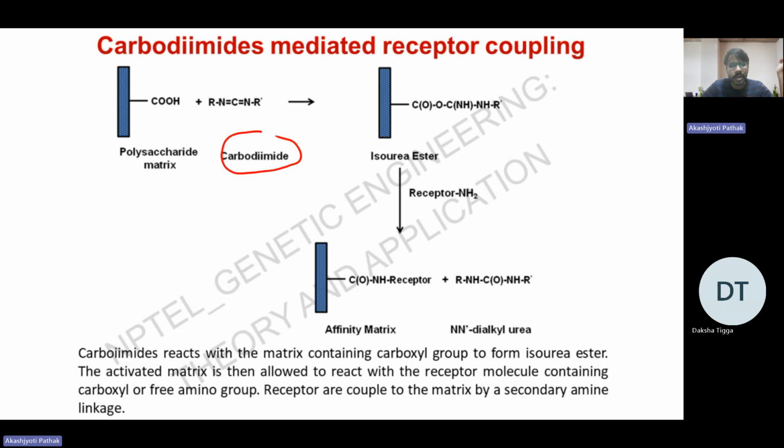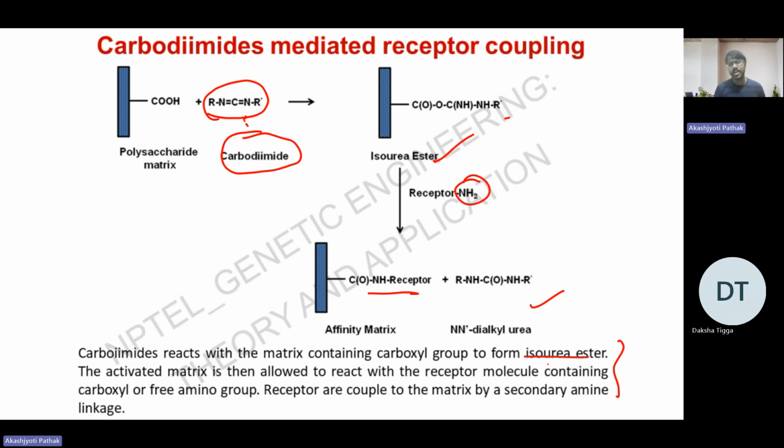Okay, then another is this carbodiimide mediated receptor coupling. So this is how a carbodiimide molecule looks. Your COOH will react with this carbodiimide, and then it will form this O-acylisourea, this is actually an isourea ester. So this isourea ester will then react with the free amine group which is present on the receptor, and then you will have this one amine linkage with the matrix. Okay. So remember these things.